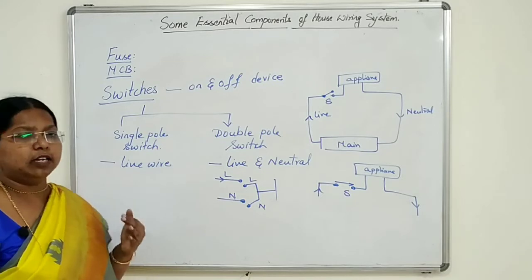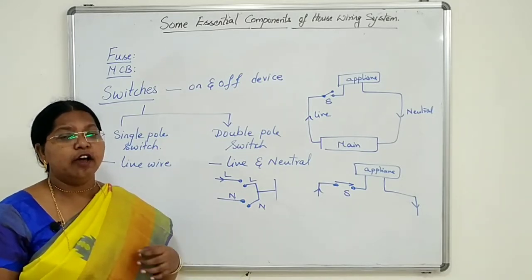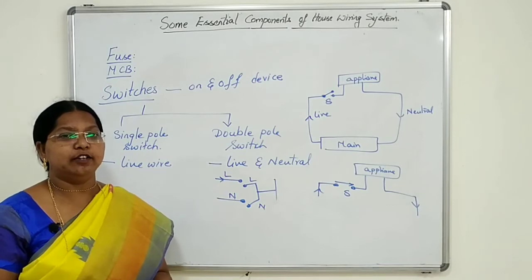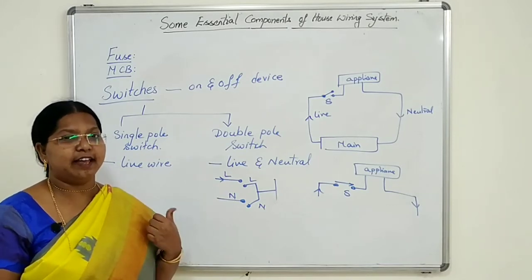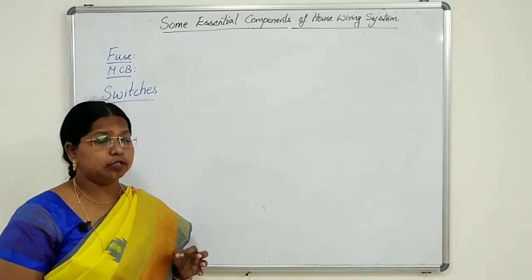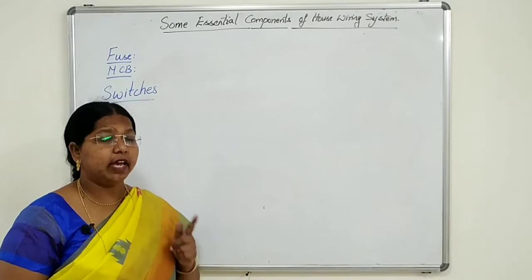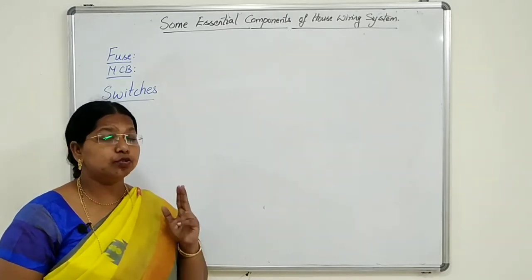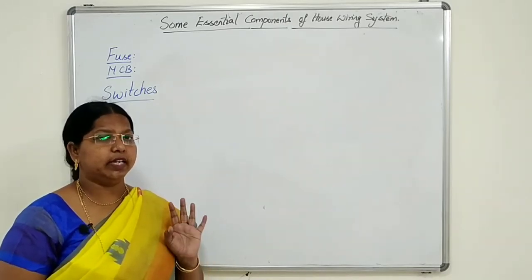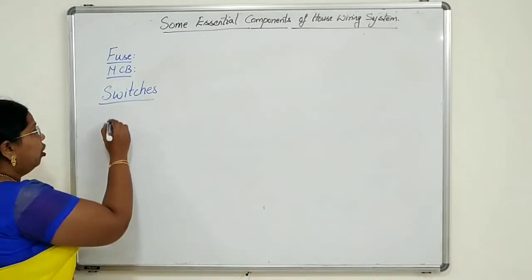So like this, these switches will allow the flow of current. They are nothing but on and off devices in the circuit for the flow of current, which are placed in the live wire. Okay? Very important precaution, students. These switches should always be connected in the live, and second, these switches should not be touched with wet hands. Next, we will talk about earthing or grounding.